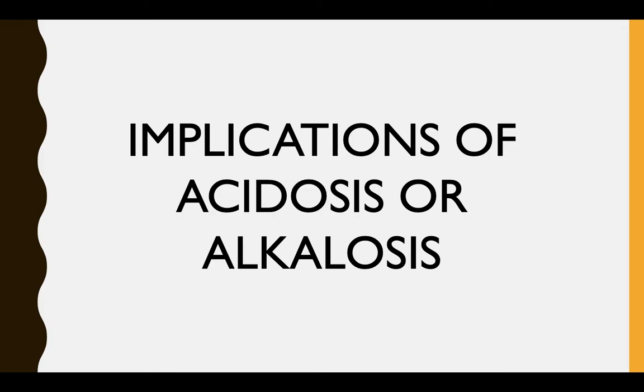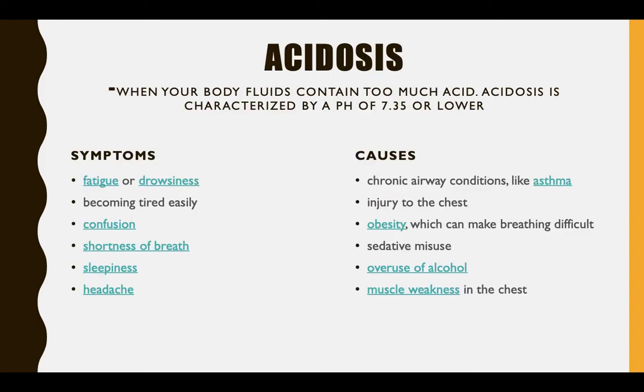So what is the difference between acidosis and alkalosis? They are two different conditions. Acidosis is when your body fluids contain too much acid, wherein your pH level is 7.35 or lower. Its symptoms are fatigue or drowsiness, becoming tired easily, confusion, shortness of breath, sleepiness, and headache. Its causes are chronic airway conditions like asthma, injury to the chest, obesity, which can also make breathing difficult, sedative misuse, overuse of alcohol, and muscle weakness in the chest.